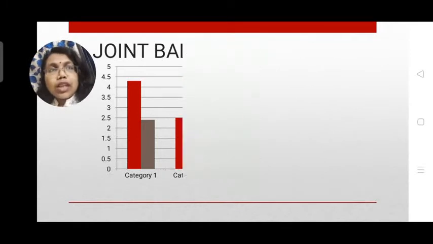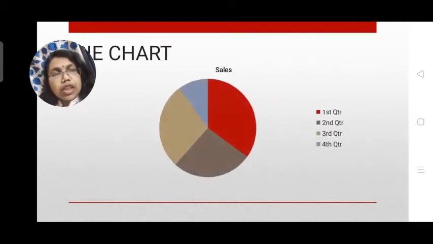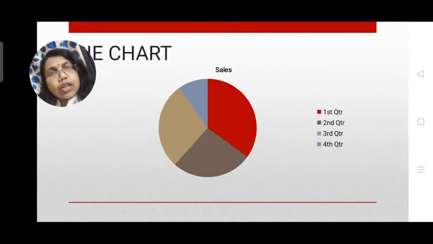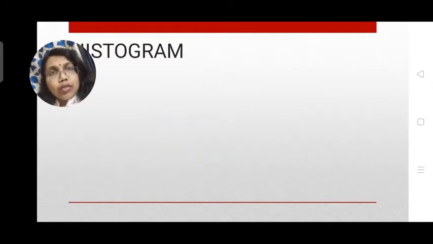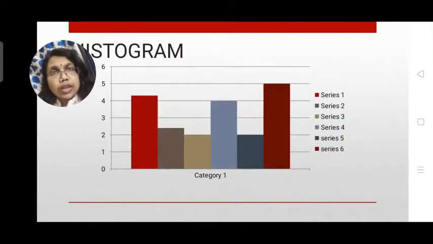Next, we studied pie chart, wherein we had seen the quantities shown as sectors of a circle. This is a pie chart wherein first quarter, second quarter, third quarter and fourth quarter are the different quantities represented with different colors. Next, we studied histogram. In a histogram, all the bars were connected, all the bars were joined to show the actual comparison between different series or different quantities.